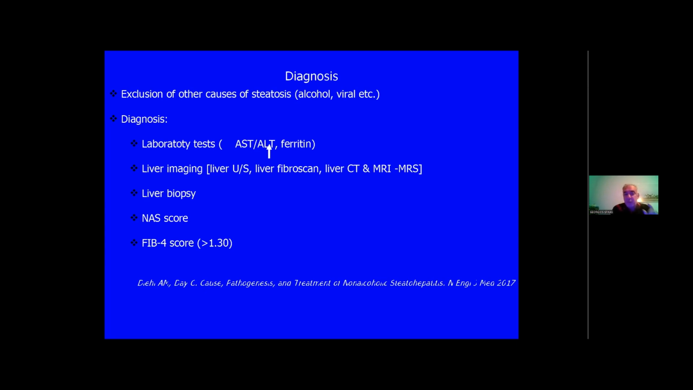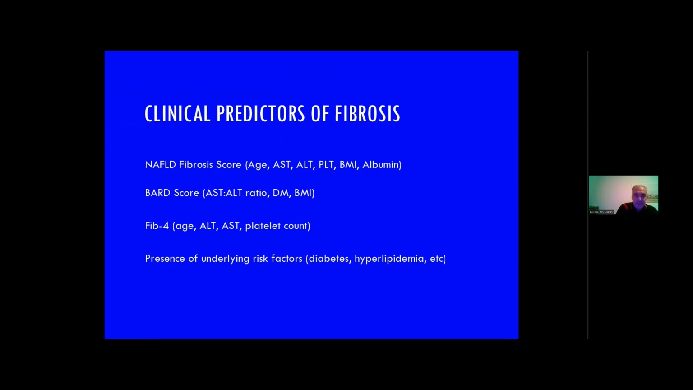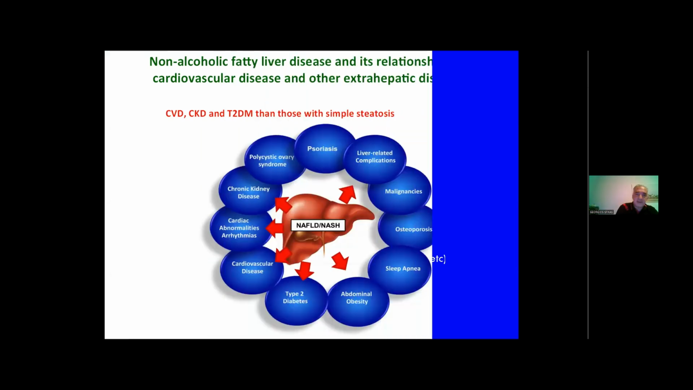The FIB-4 score, what is the cutoff? The cutoff is 1.3. So if we have a score over 1.3, we start to have different levels of fibrosis. And these are all first the scores, the clinical predictors of fibrosis. Then the FALB fibrosis score, which uses age, AST, ALT, platelets, BMI, and albumin. The BARD score, the FIB-4 score, which uses age, ALT, AST, and the platelet count. And the presence, of course, of underlying risk factors, diabetes, hyperlipidemia, etc.